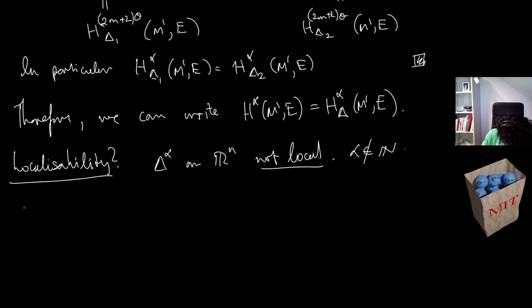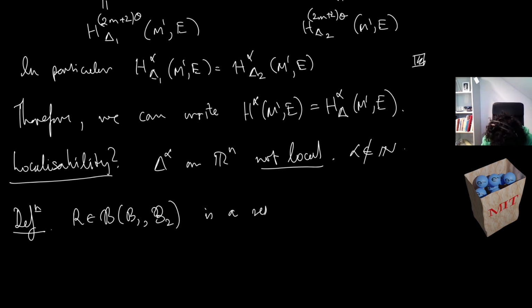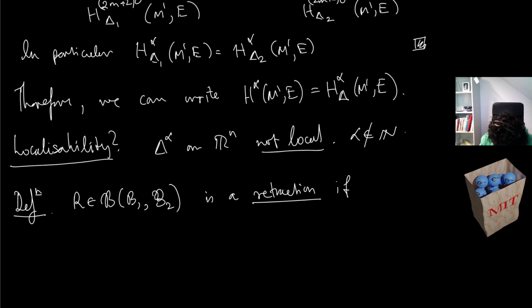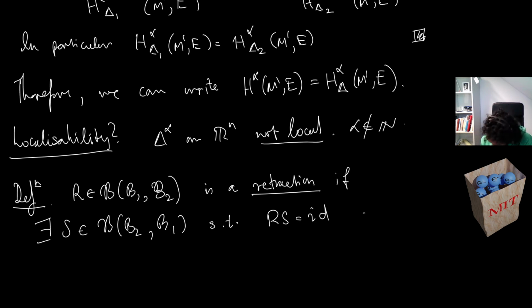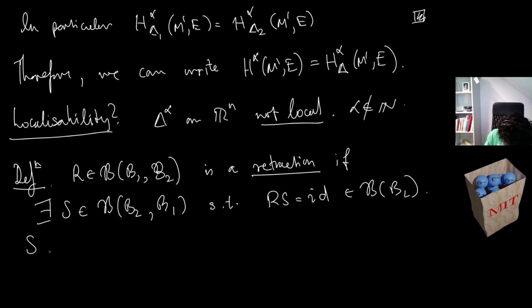So let's define some things. A map R between two Banach spaces, so we're back in the abstract picture again, is a retraction if there exists an operator S from B2 to B1 such that RS is equal to the identity on B2. Okay, and then we call S a co-retraction.